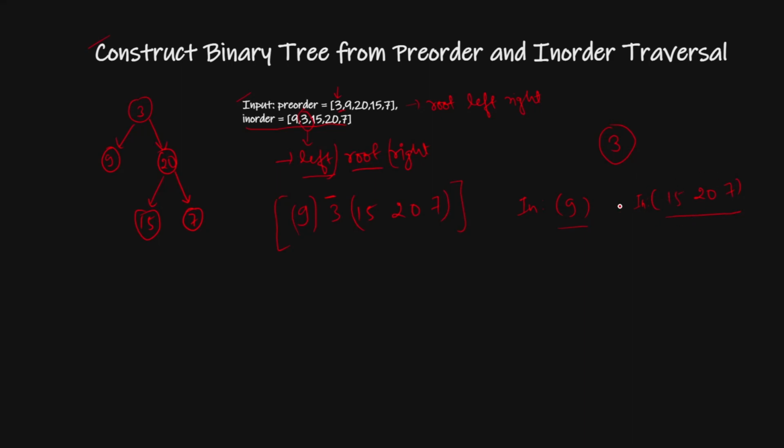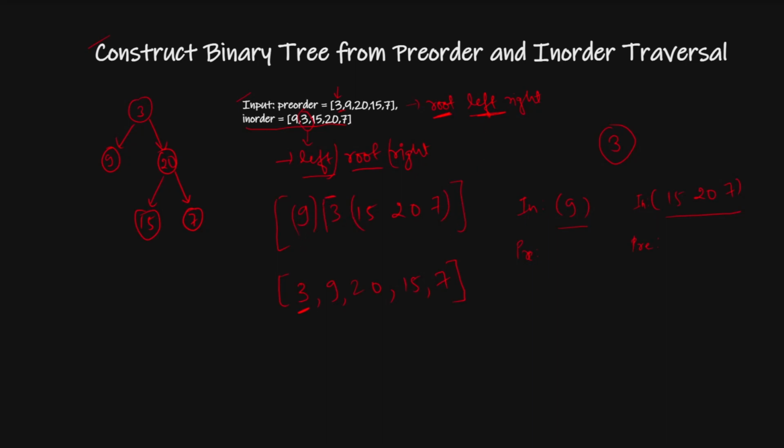Now can I figure out what my preorder will be for this and for this? Let's see how we can find that. In preorder, we have 3, 9, 20, 15, 7. After the root I have the left subtree first, and then the right subtree. So at which point do I have the left subtree? How do I find that? I will find that from here.